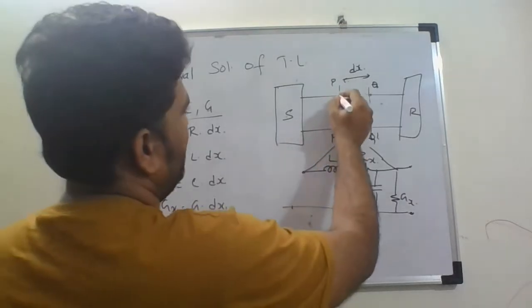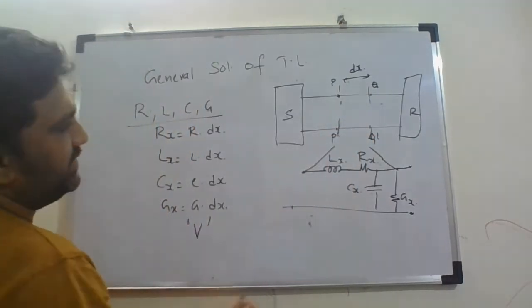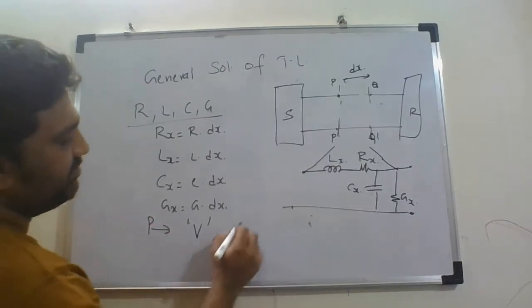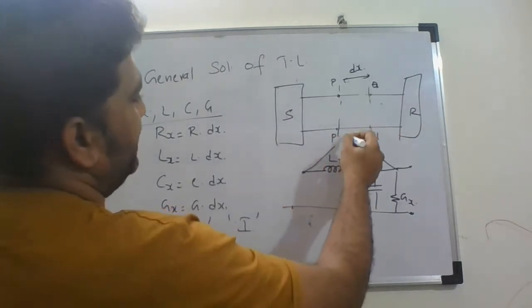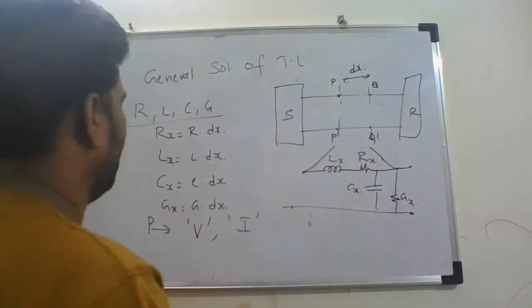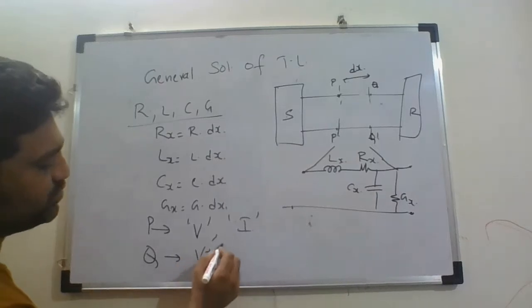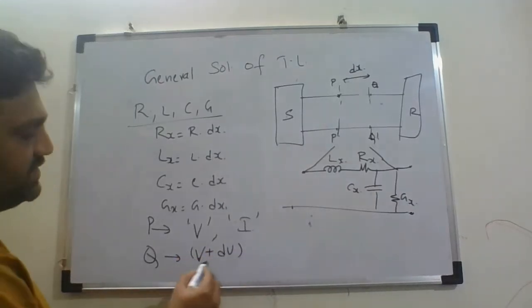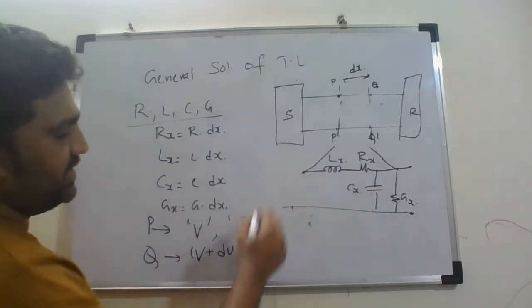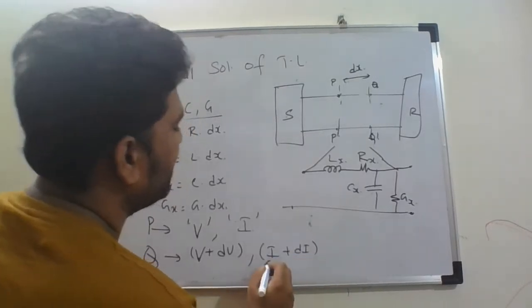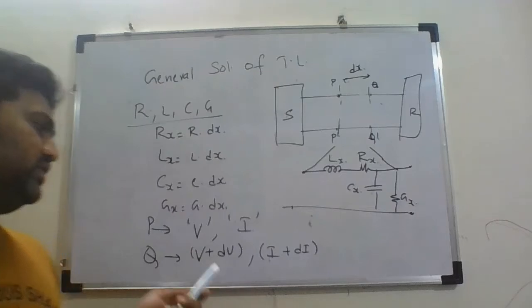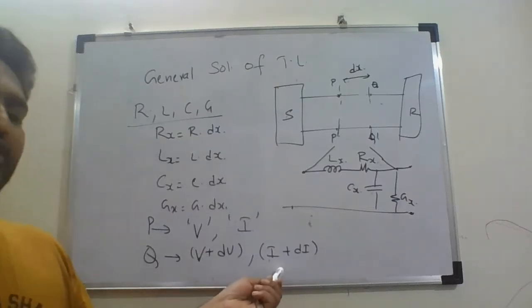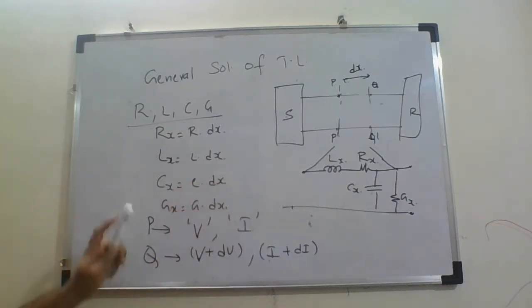Now let us assume that the voltage at the point P is capital V, and the current at the point P is I. So V is the voltage at the point P dash, and I is the current at the point P dash. Because there is a small distance between P and P dash, let us assume that at Q the voltage changes by a value called dV. So the voltage at the point Q is V plus dV, and the current at the point Q is I plus dI. There is a small incremental change, where dV represents the incremental change in voltage and dI represents the incremental change in current from the point P to the point Q. So this is the setup that we have.